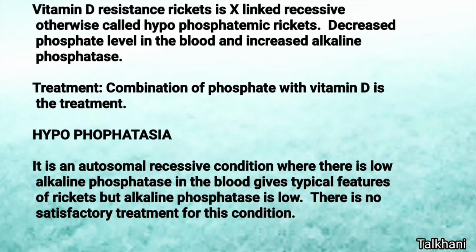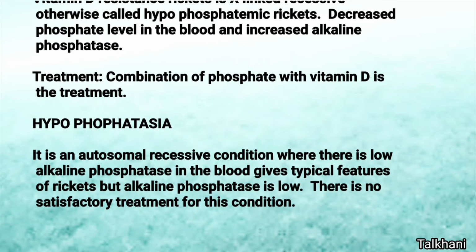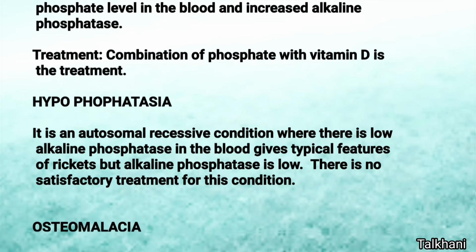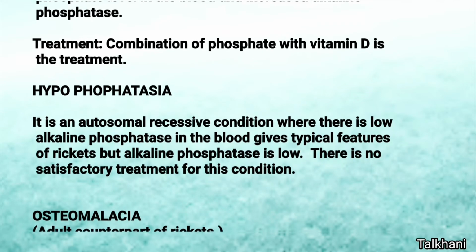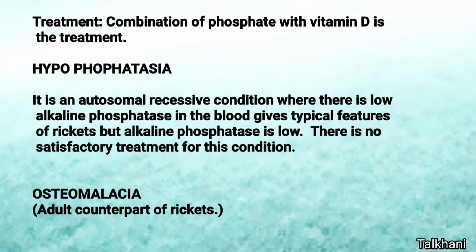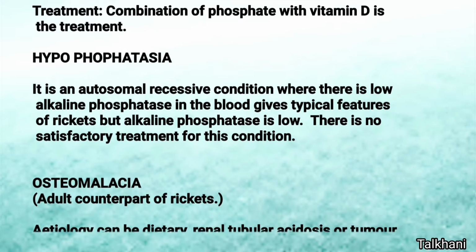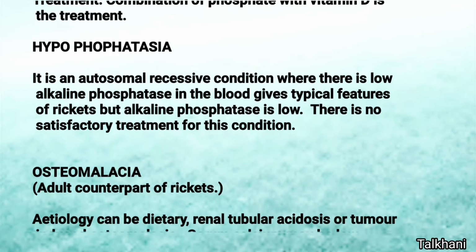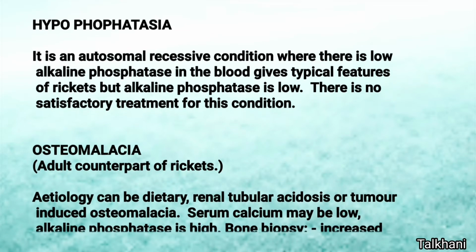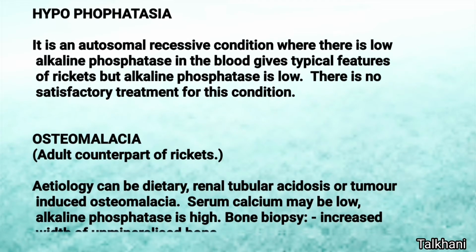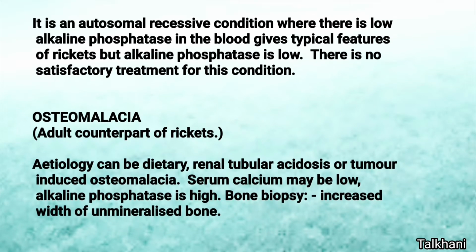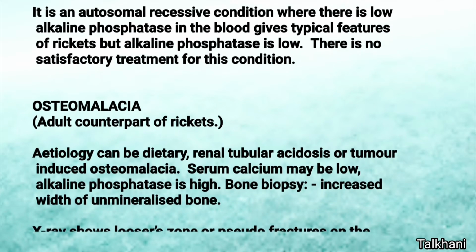X-ray may show Looser's zone or pseudo-fractures on the concave surface of the long bones as well as on flat bones. Osteomalacia is due to lack of calcium, so compression side is weaker than the tension side. This is why pseudo-fractures in osteomalacia are often on the concave side. In osteogenesis imperfecta, the tensile side is weak because of abnormal collagen, so Looser's zone is usually on the convex side.